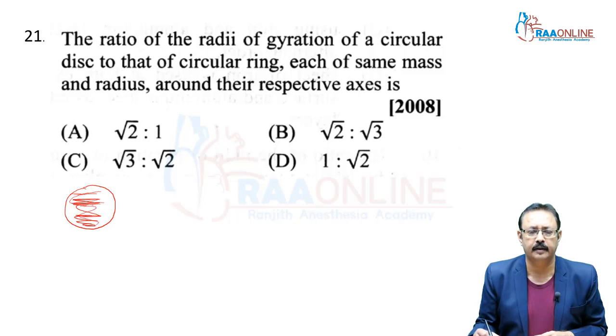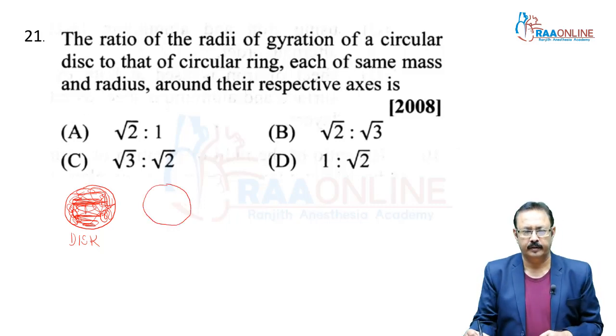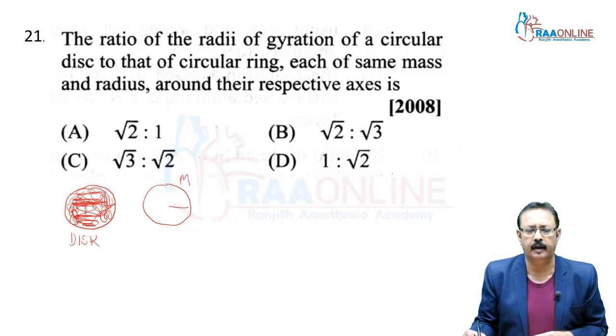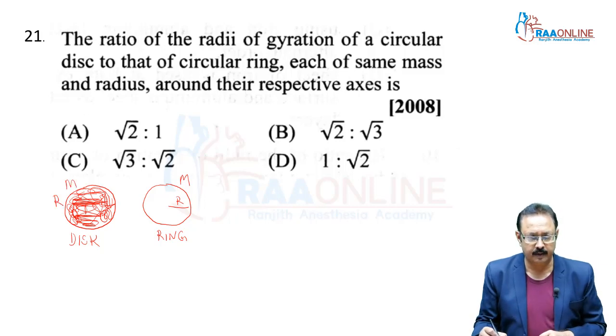It is a disk. And the second one is a ring of the same dimension. Mass m and radius r. A ring, same mass m, radius r.